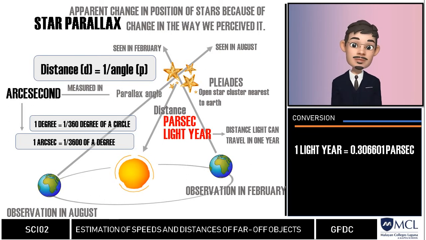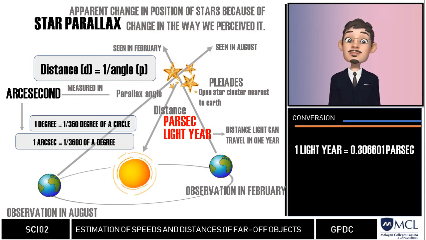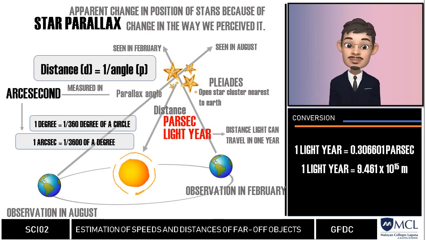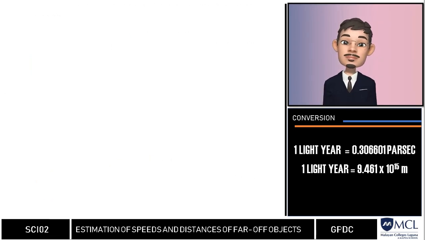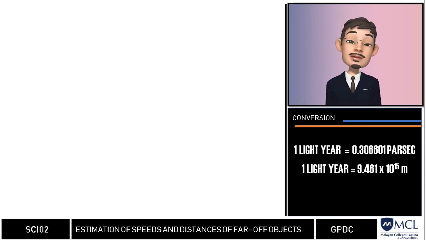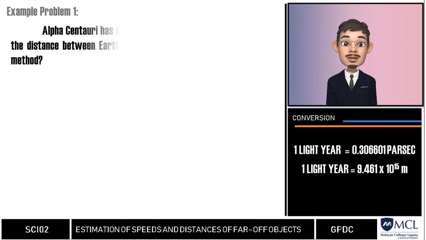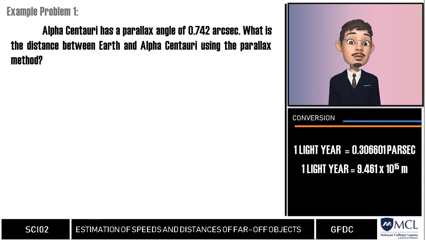1 light year is equal to 0.306601 parsec, which is equal to 9.461 × 10^15 meters. Let us concretize this by applying this in a formula. Alpha Centauri has a parallax angle of 0.742 arcsec. What is the distance between Earth and Alpha Centauri using the parallax method?